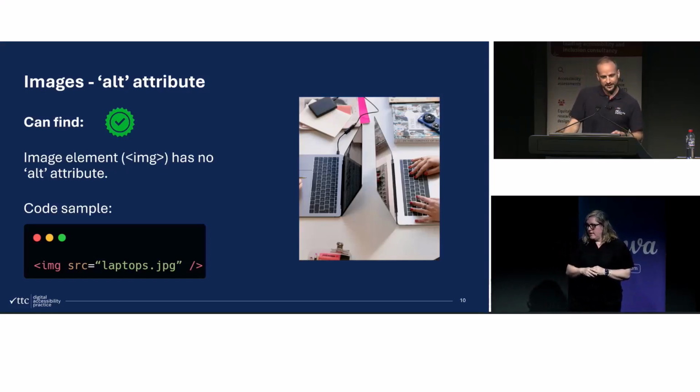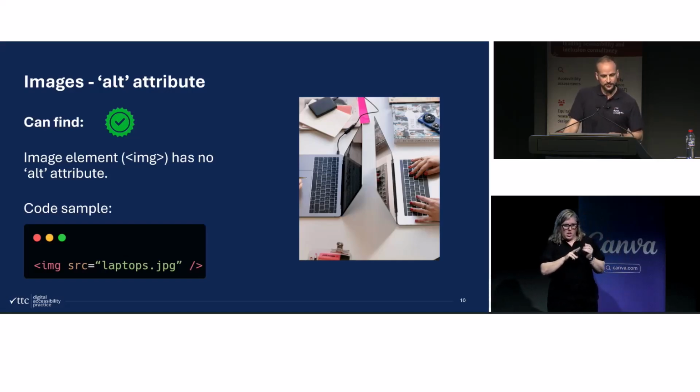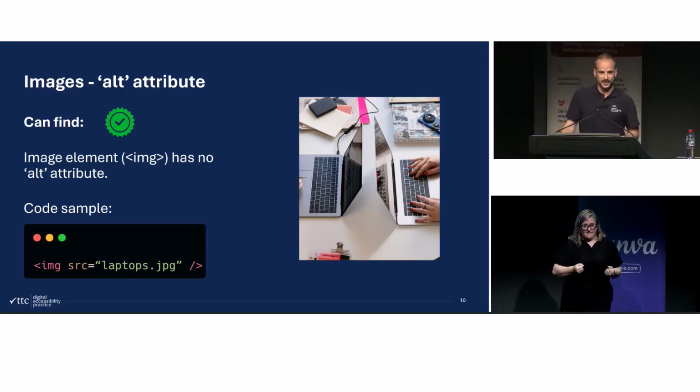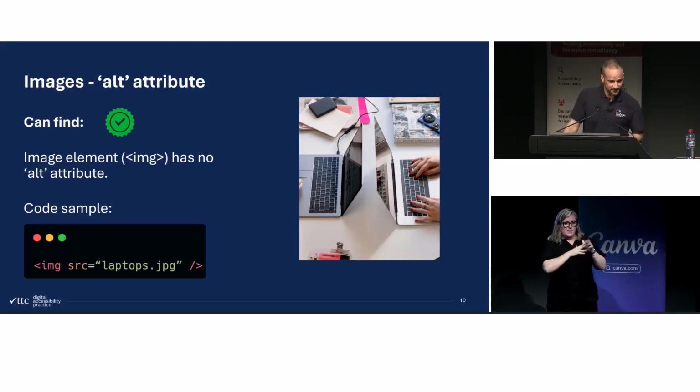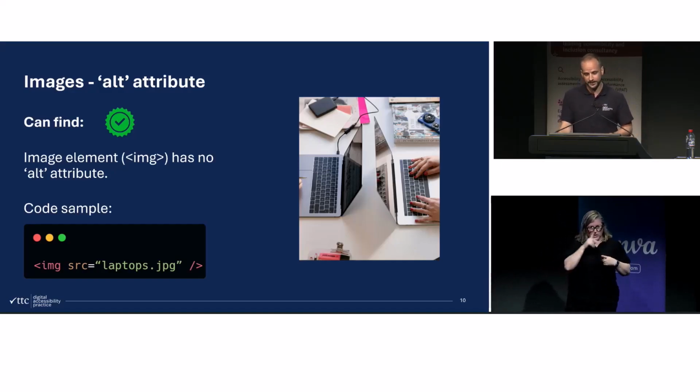Here, the image doesn't have an alt attribute. Every image element, that is the IMG HTML element, needs to have the alt attribute. If it's decorative, that would be an empty value. If it's an informative image, then it should have a description. In our code sample here, we've got the image element, with the source of laptops.jpg, and there's nothing else in that element. There's no alt attribute, so the automated tool can pick that up quite easily.